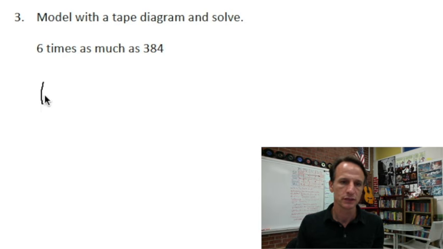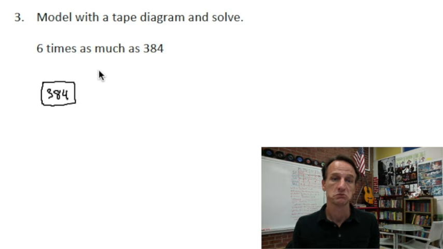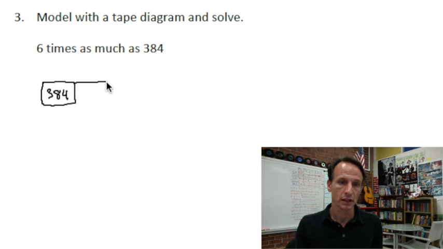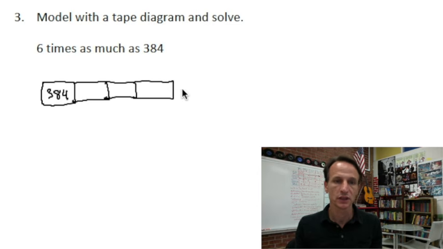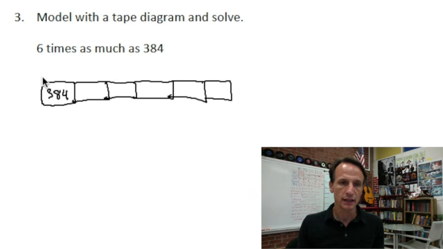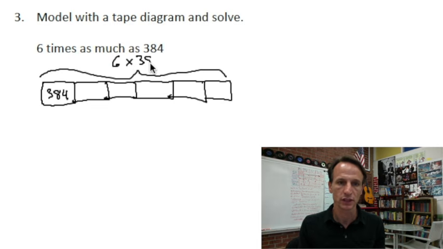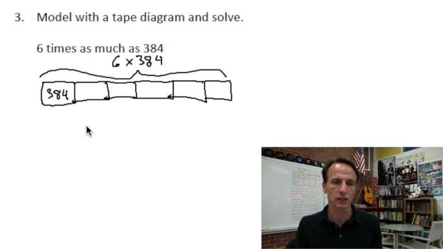So we'll make it, so here's 384, right? Sound good? All right. And then I'll draw a second one, a third one, a fourth one, a fifth one, and a sixth one. And I can call this whole shebang here 6 times as much as 384. All right. Good enough? All right, so, and solving, we just did partial products, so let's do standard algorithm on this one.